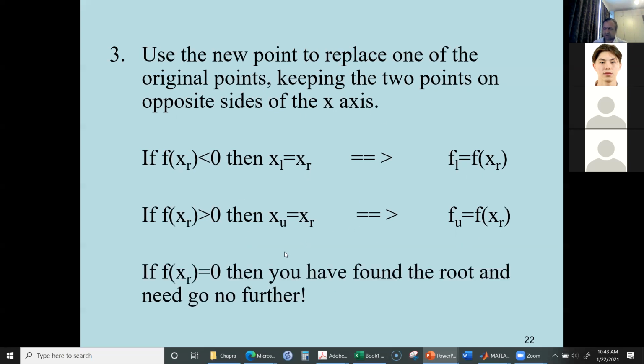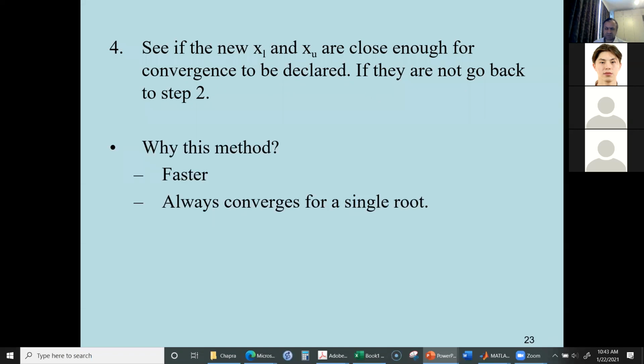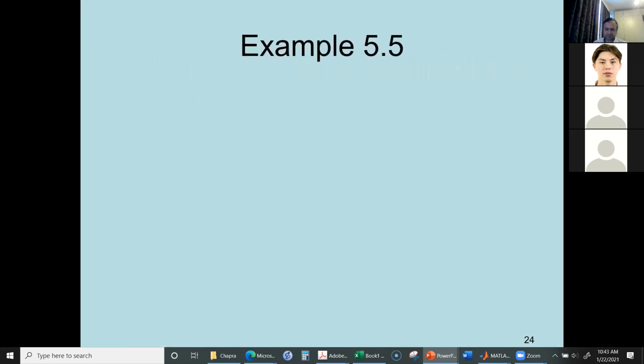Well, in these symbolic forms it is sometimes confusing, although conceptually the method is very straightforward. So let's see it with the help of an example. The advantage of this method is that it is relatively faster, and it always converges for a single root.